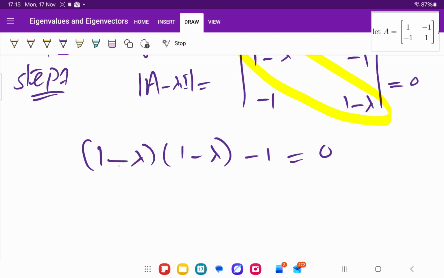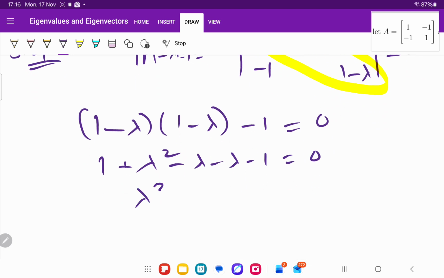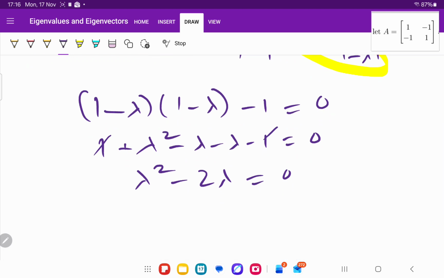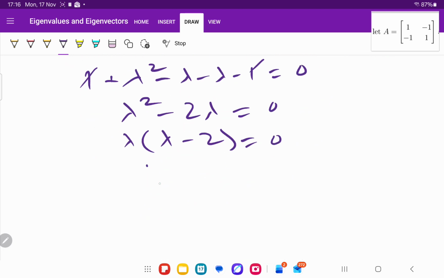Now we will try to solve. So 1 multiplied by 1 is 1, minus lambda multiplied by minus lambda is plus lambda square, minus multiplied by 1 is minus lambda, 1 multiplied by minus is minus lambda, minus 1 equal to 0. So lambda square minus 2 lambda, and minus 1 plus 1 cancel, so it equals 0. Taking lambda out, lambda times lambda minus 2 equals 0. So lambda equals 0 and lambda equals 2.